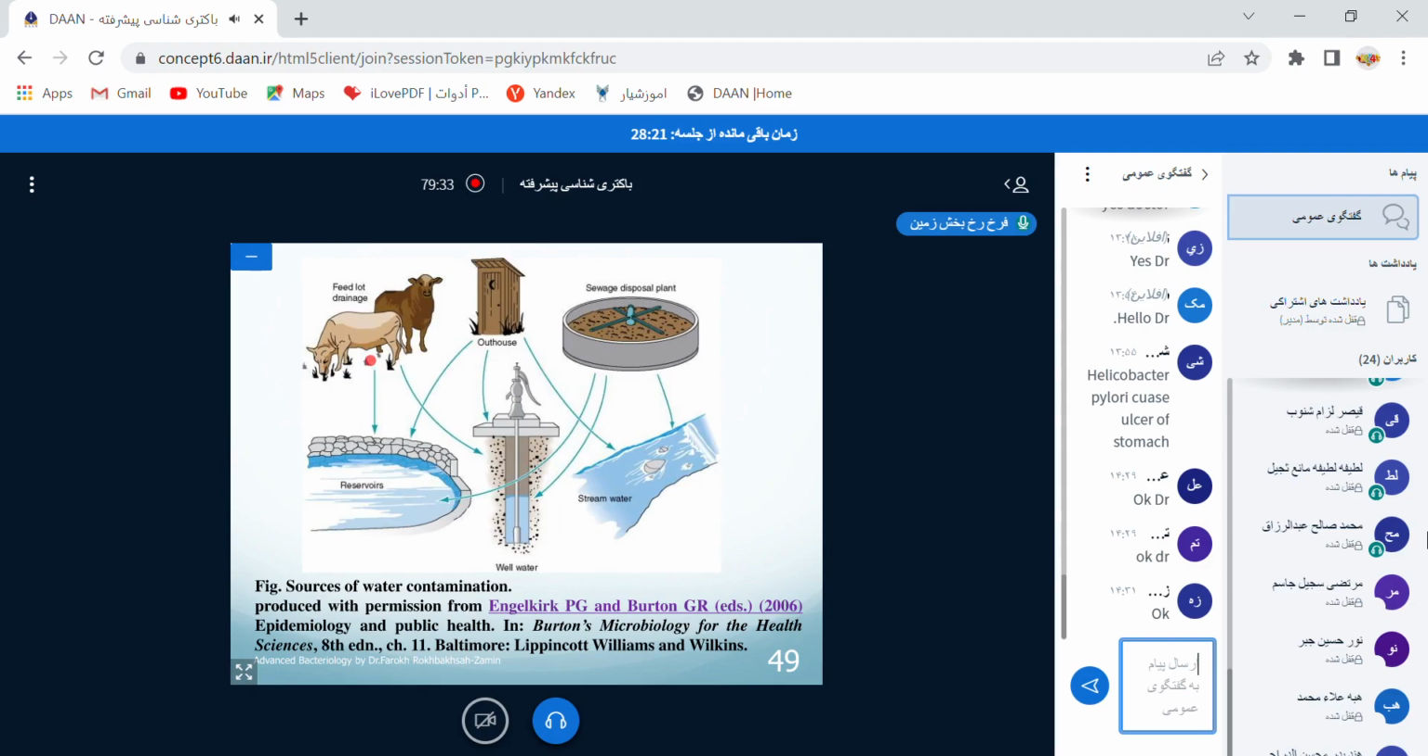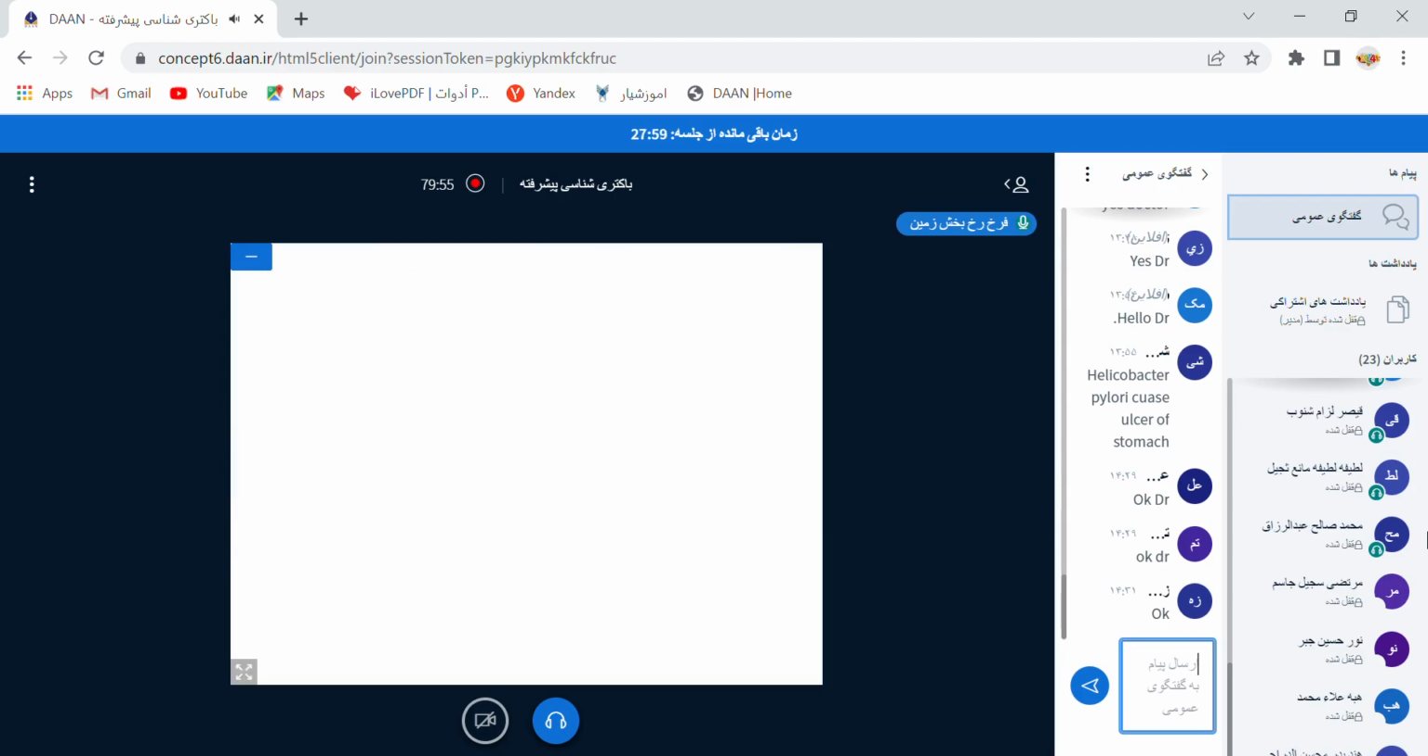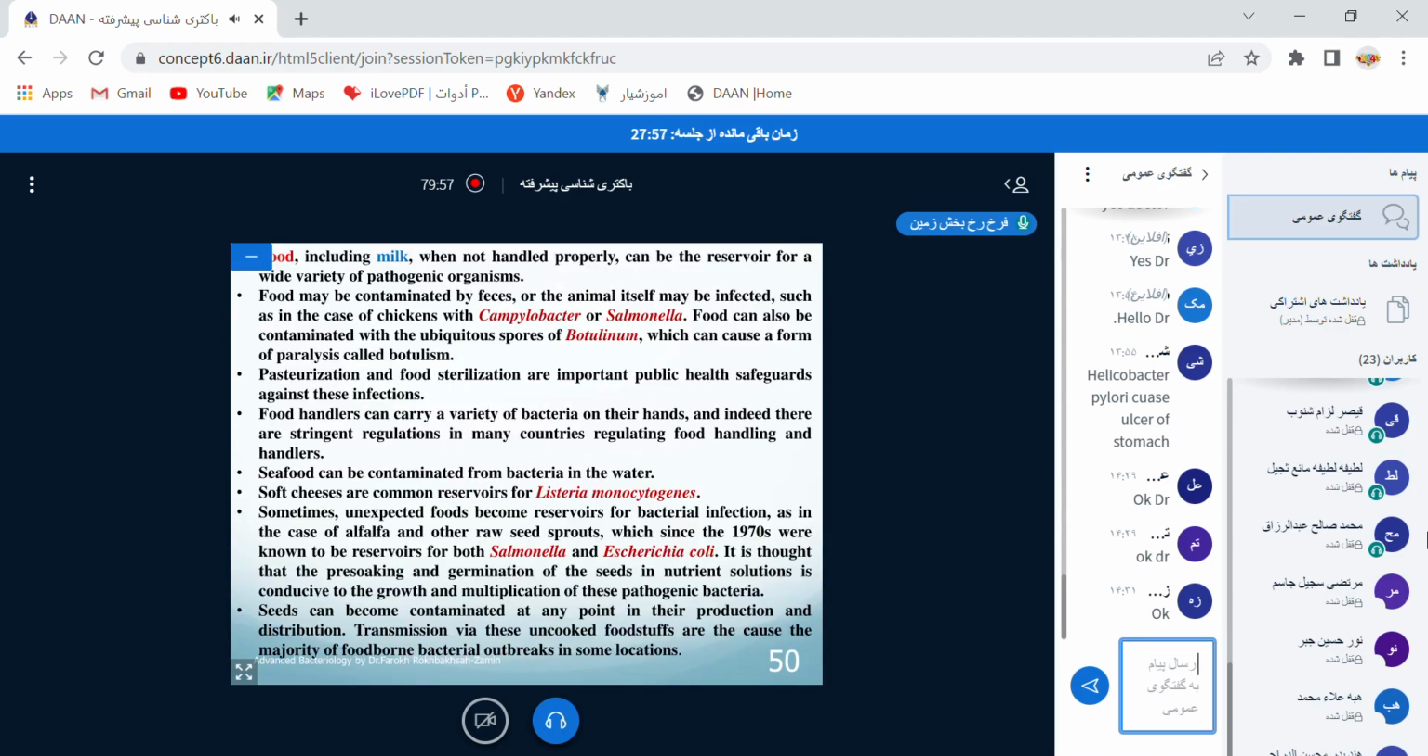You can see pathogens can come from animals or from feces of animals to the water, from human sewage to water, and from agriculture and sewage plants, contaminating the water on which we depend for drinking.